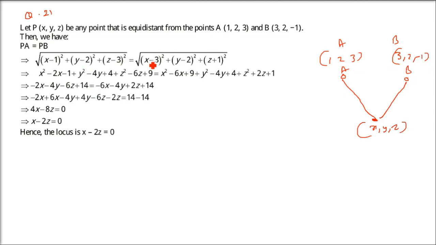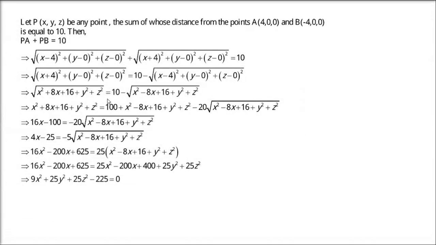Now just equate them, and when you equate them, take the square, and open x minus 1 whole square. That is the a minus b whole square, a plus b whole square formula you have to use, and rearrange. x minus 2z equals 0 will come.